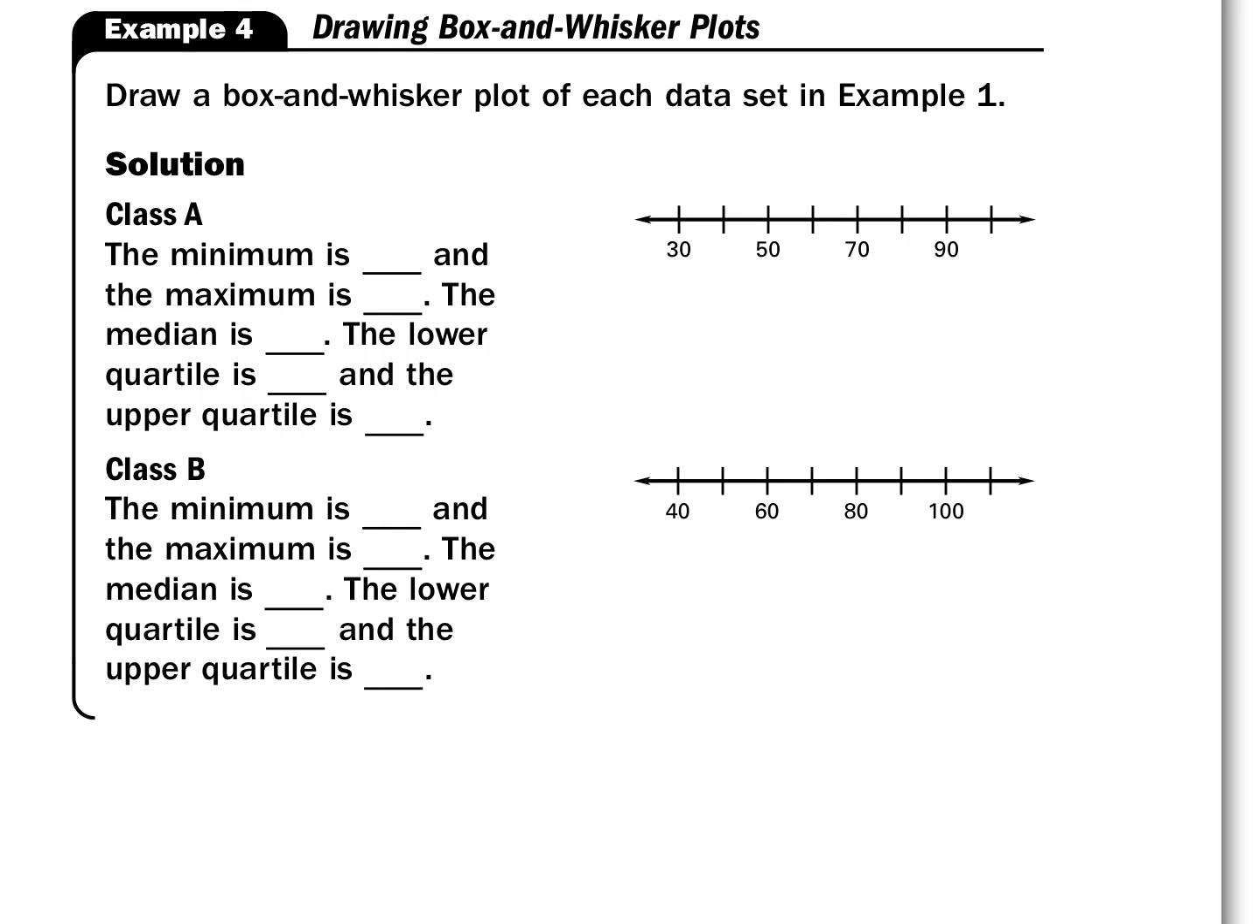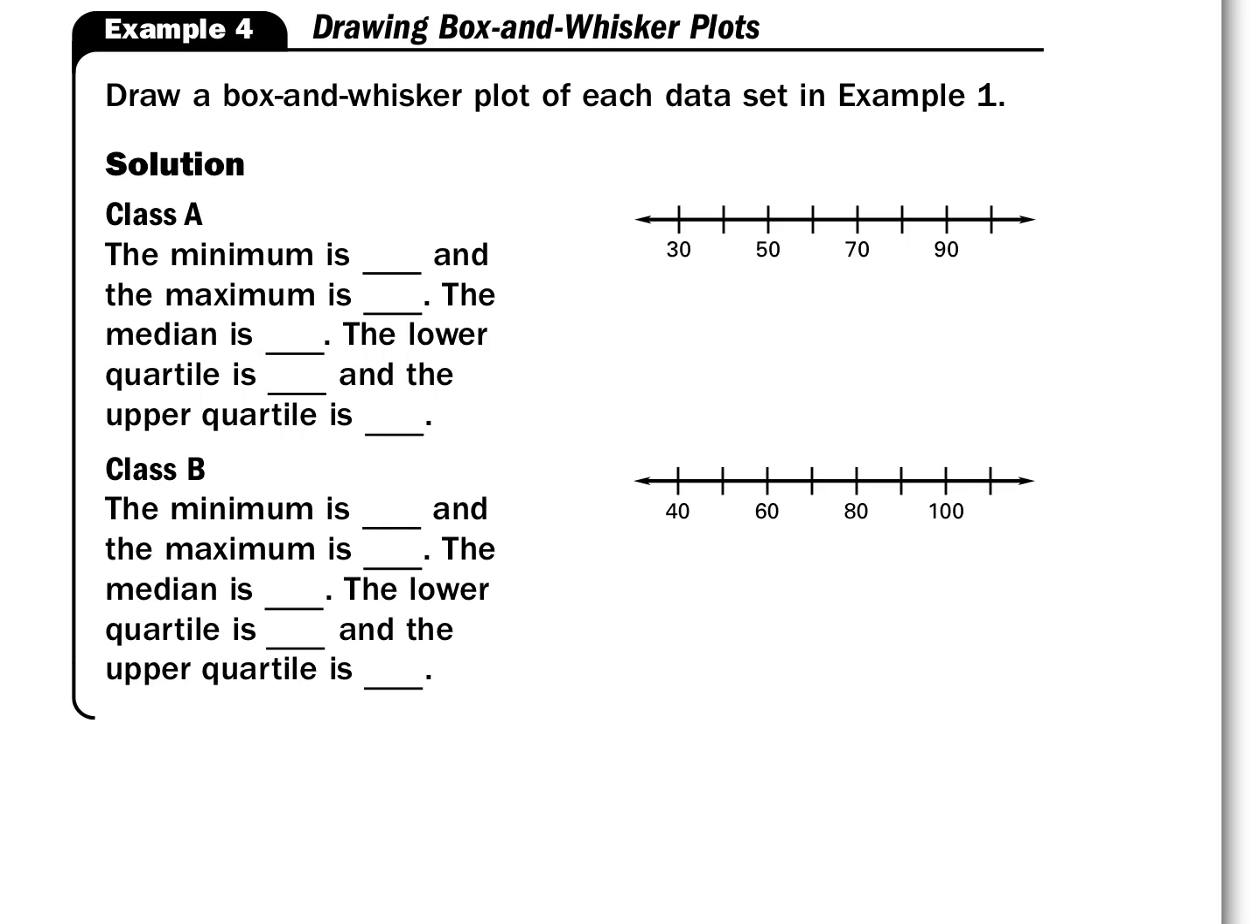Okay, 7.7, part 3, and we're going to go through examples 4 and 5. So we're going to draw a box and whisker plot first for the data set from example 1, and then in example 5 we'll draw a histogram and get a frequency table from that data set. So everything goes back to the data set from example 1.